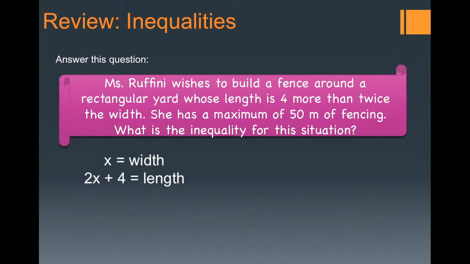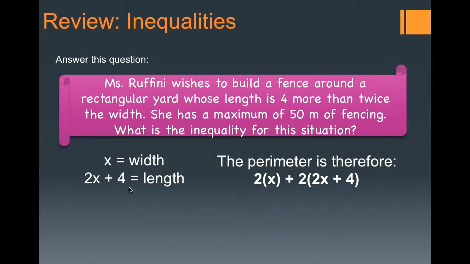X is width. We can use width to find the equation for length. It says a yard whose length is 4 more than twice the width. So the length is 2 times the width, so 2x, plus 4 more. The perimeter of this is therefore 2 times the width plus 2 times the length. That's the equation for perimeter. But I tell you that she has a maximum of 50 meters of fencing.